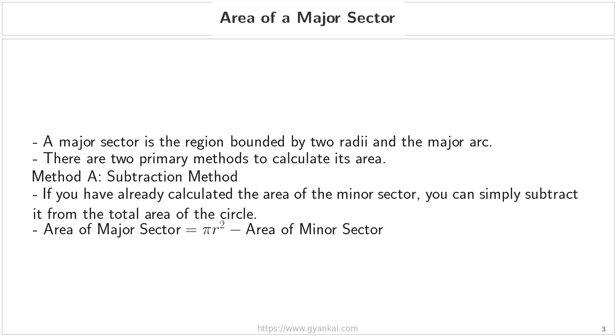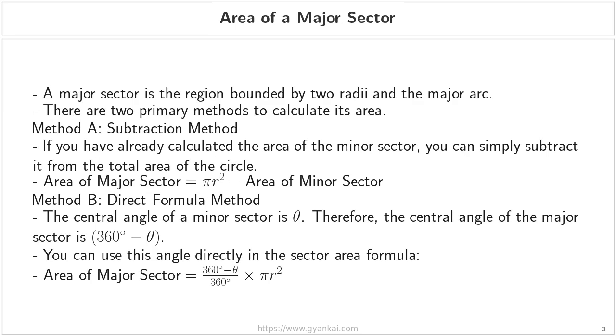If you have already calculated the area of the minor sector, that smaller slice we discussed in the previous slide, you can simply subtract that value from the total area of the circle. In mathematical terms, the area of the major sector equals pi r squared minus the area of the minor sector. If you prefer not to do two separate subtractions, you can use method B, which is the direct formula method.